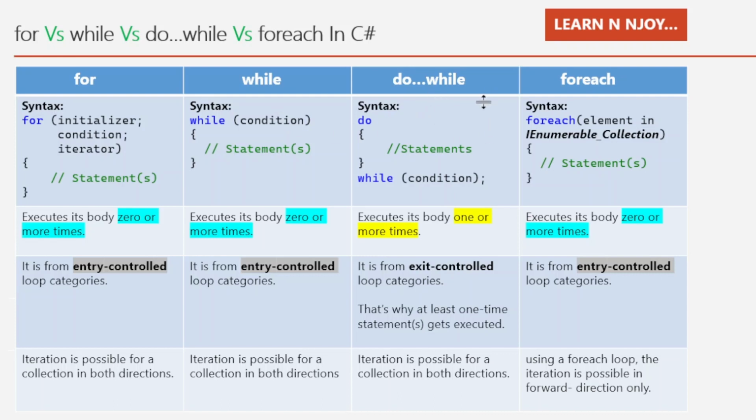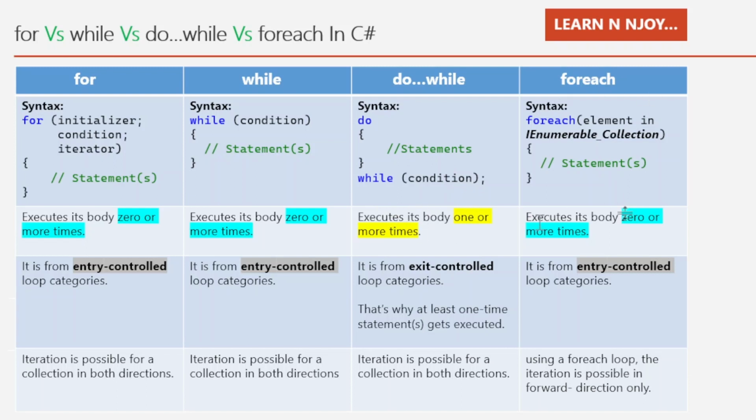Coming to the do while loop, it is something different. It executes its body 1 or more times. One, why? Because this do statement is going to get executed the first time without checking the condition. That's what it guarantees, that it is going to get executed at least one time. So that's what this statement, executes its body 1 or more times, makes sense.